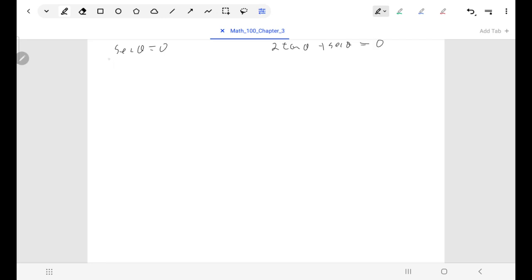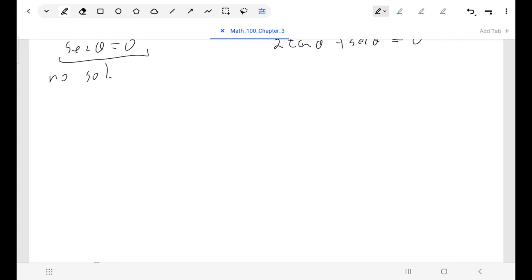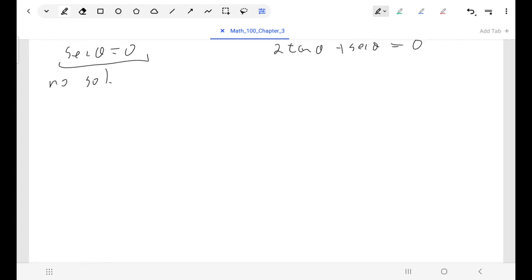For the first one, secant equals 0, I know that there's no solutions, and that's because I know the graph of secant. I know that secant only has y values that are 1 and larger or -1 and smaller, so no solutions are going to come from that part of the equation. So hopefully we find some solutions from the second one, from 2 tangent plus secant equals 0.